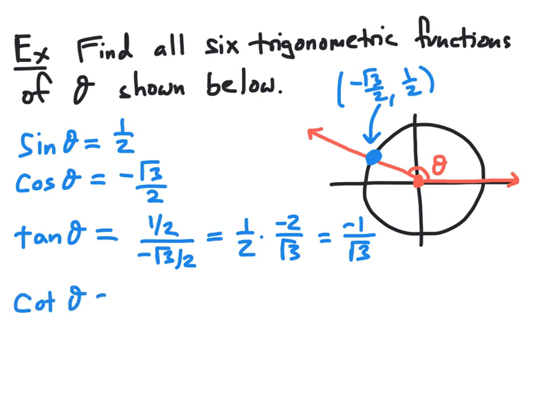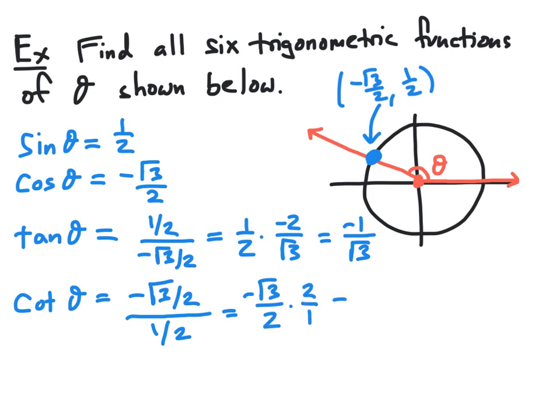Cotangent theta will be the reciprocal of this, the cosine, negative square root of 3 over 2, divided by 1/2. We can compute this similarly as negative square root 3 over 2 multiplied by 2 over 1. The 2's will cancel, and we're left with negative square root 3.